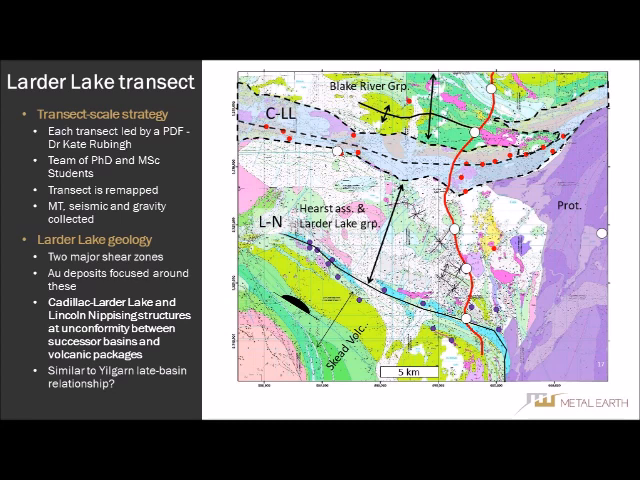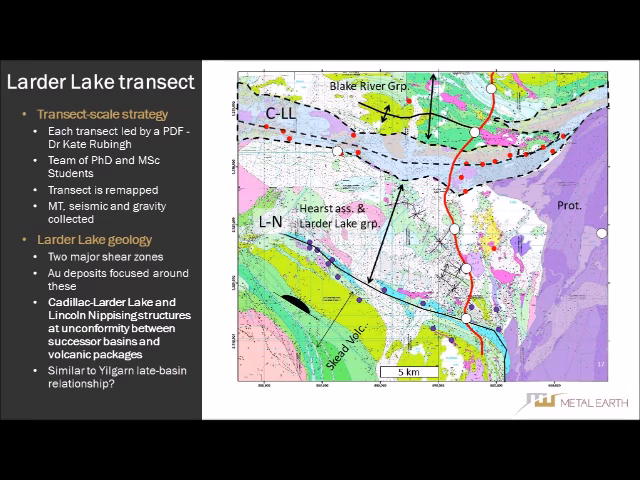Basically, just to show you what this says, we have the Cadillac Larder Lake fault system running on here. It's probably one of the most prospective faults in the world, in the Abitibi. And then with the Lincoln-Nipissing Shear Zone, you can see the gold deposits shown in red. They're pretty small, these ones, and in purple here. And then, very similar to the Yilgarn, these are late sediments, like the Hearst assemblage in the Larder Lake group, and the volcanics in the Blake River group, these are the greenstone sequences.